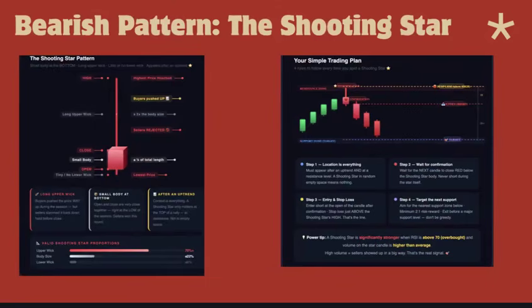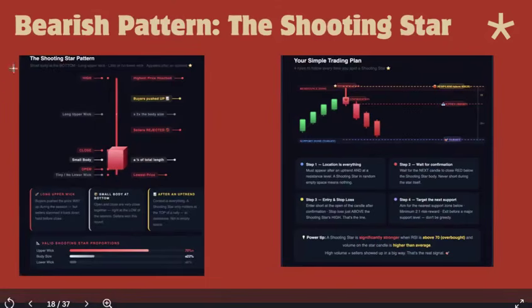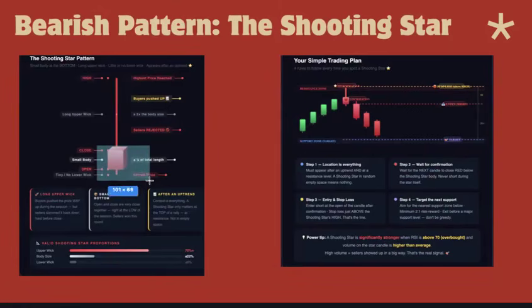Small body at the bottom. Little or no lower wick. And a long upper wick. It appears after an uptrend.